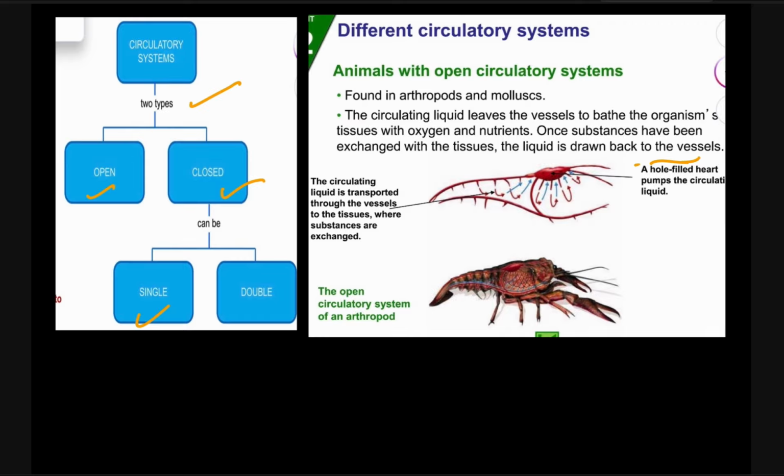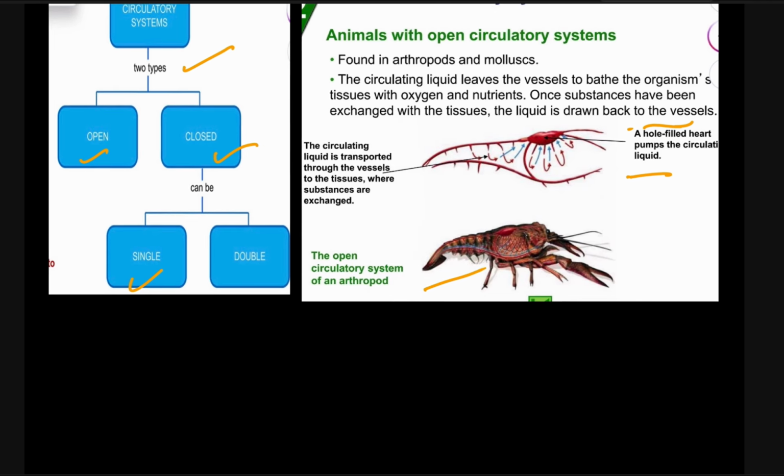And they have the heart, which is filled with holes, so that the heart pumps the circulatory fluid to the tissues. And after the circulatory fluid is transported through the vessels to the tissues where the substances are exchanged, and this is the open circulatory system of arthropods.